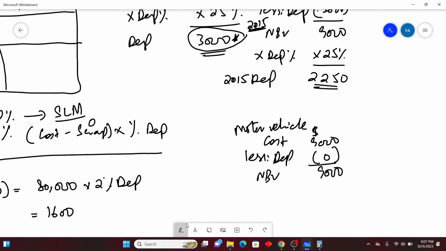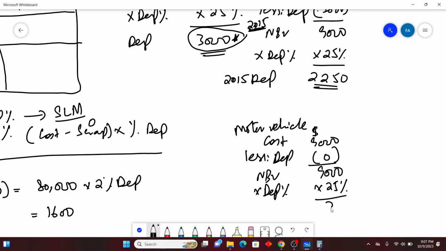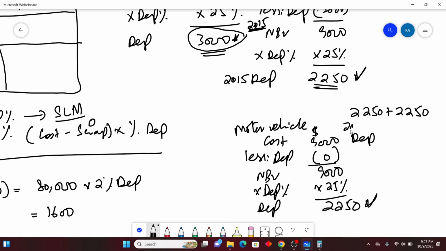If you multiply this net book value with the depreciation rate, which is 25%, I get an answer of 2250 again. This is the old motor vehicle. This is the new motor vehicle. So the total depreciation is 2250 plus 2250. So the total depreciation for 2015 will be this one.